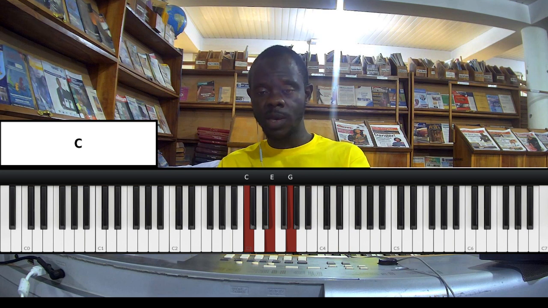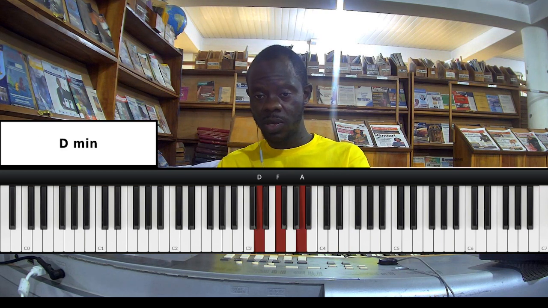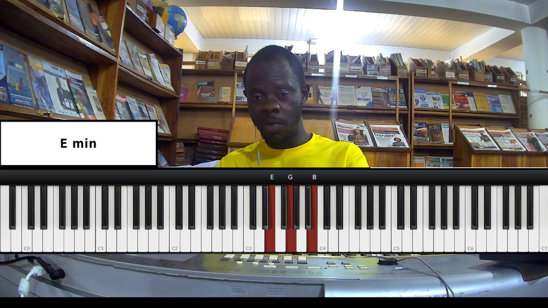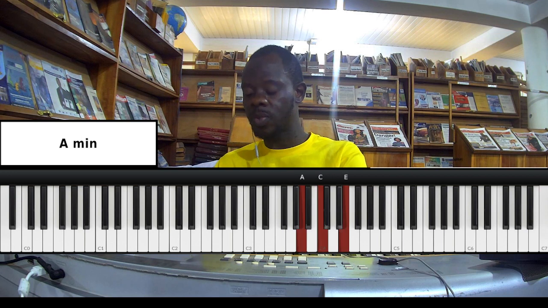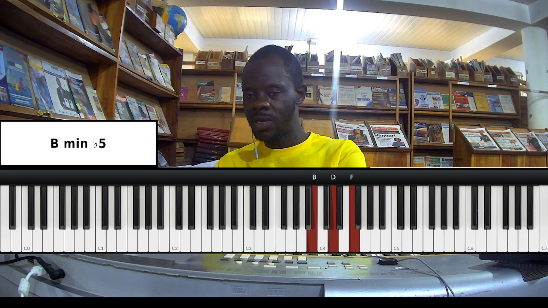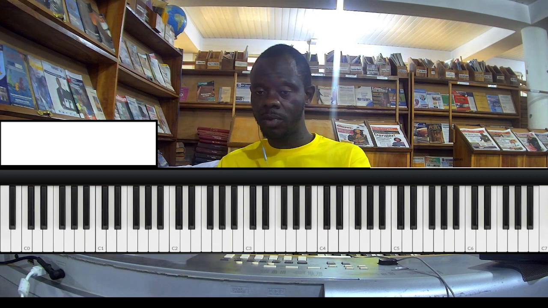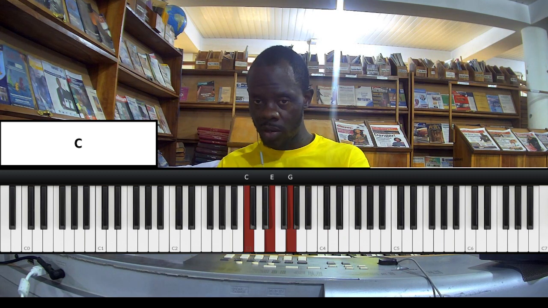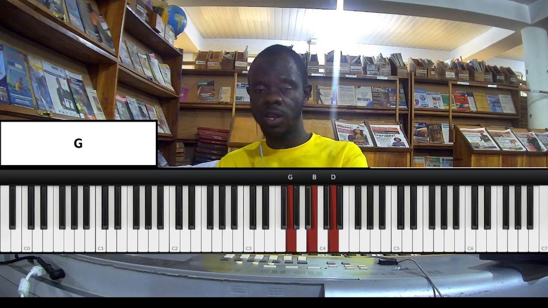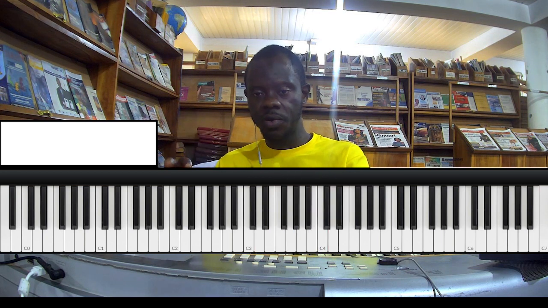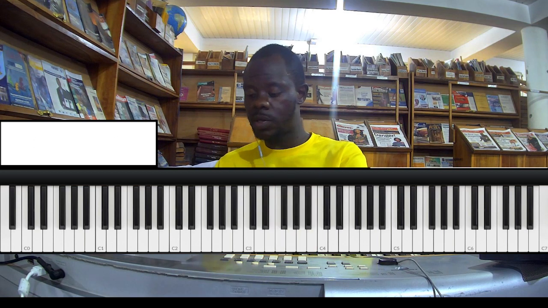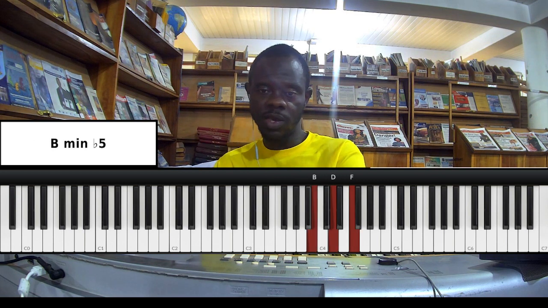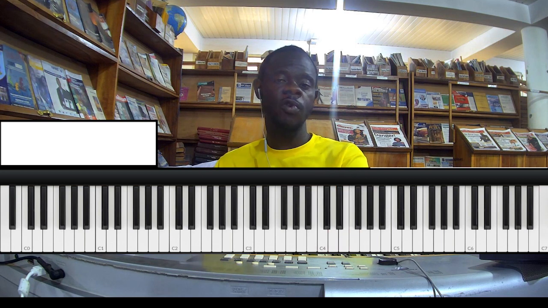Now chord 1 is a major chord. Chord 2 is a minor. 3 is a minor. 4 is a major. 5 is a major. 6 is a minor. 7 is a diminished. So you have 3 major chords, which are 1, 4, and 5. Then you also have 3 minor chords, 2, 3, and 6. Then you have 1 diminished chord, which is 7. This is how to form the chords.